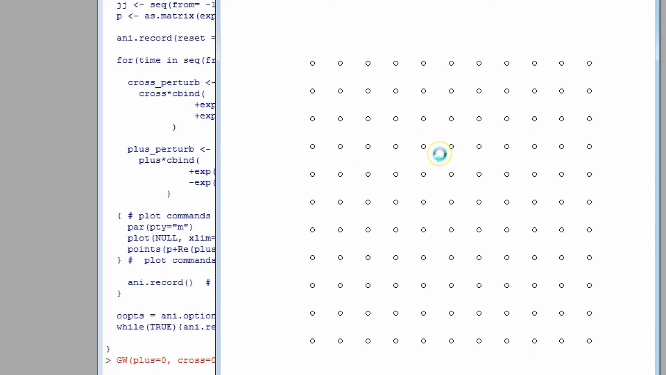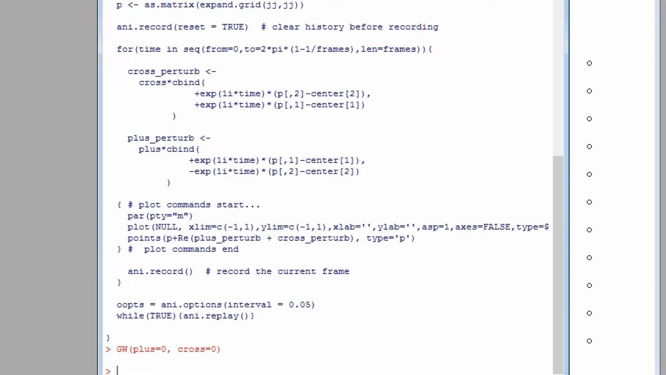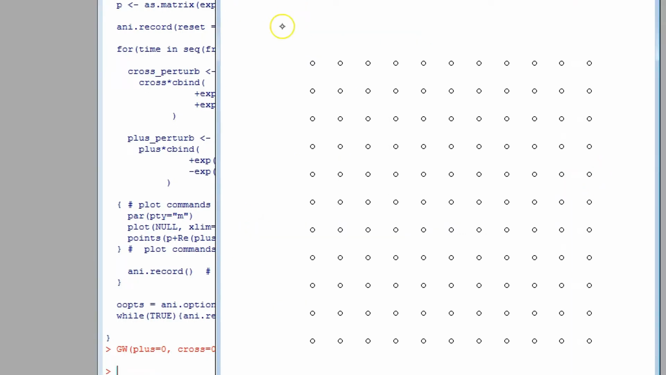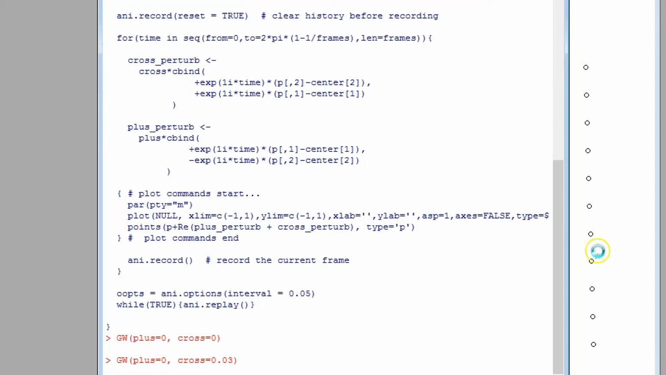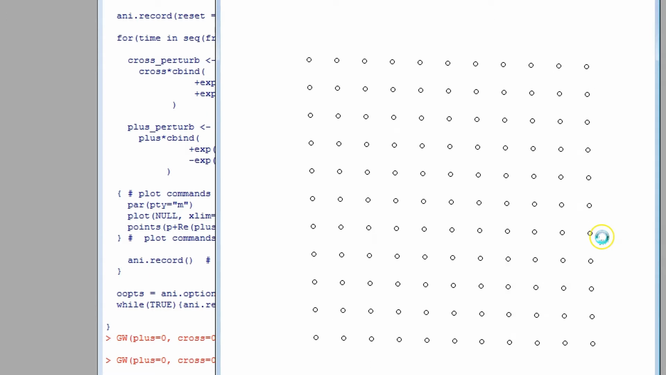And what we see is a whole bunch of particles represented by little circles in the XY plane, and they're all in free fall, and nothing unusual is happening because these guys are just sitting in flat space. Now what I'm going to do is say plus equals 0 and the cross polarization equals 0.03, let's just say. So let's see what that looks like. So now we're going to have a non-trivial gravitational wave. And lo and behold, these particles are oscillating.